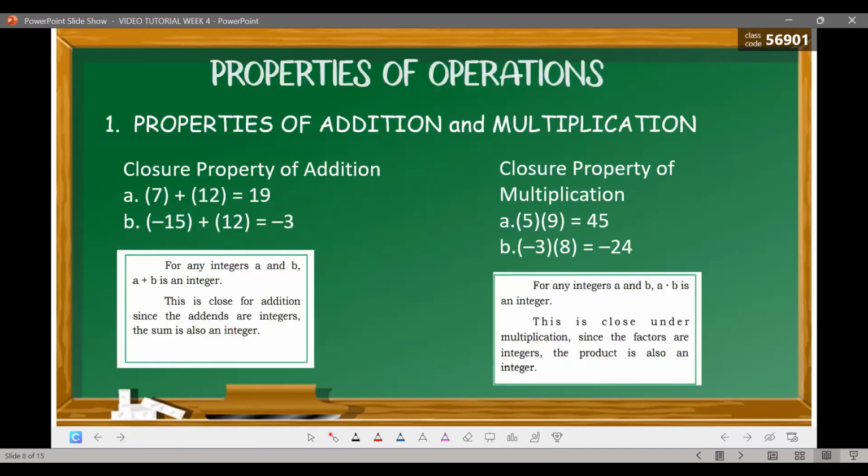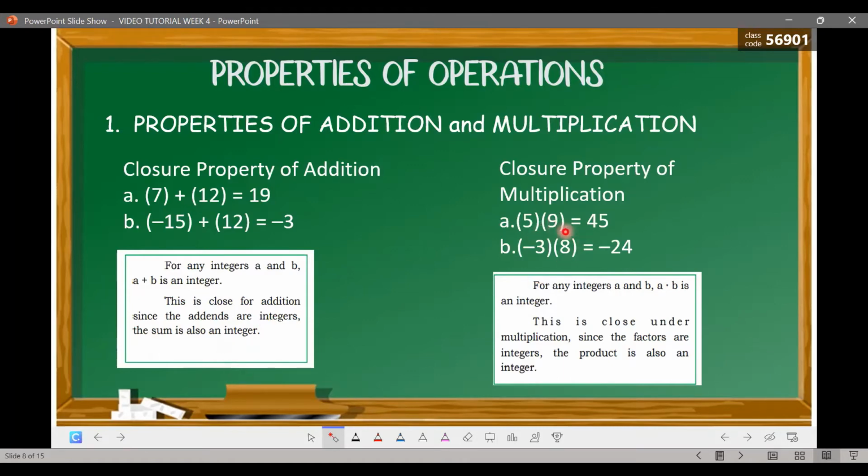Okay, properties of operations. So let's have properties of addition and multiplication. So we have the closure property of addition. Okay, so what does it mean? For any integers a and b, a plus b is an integer. This is closed for addition since the addends are integers. The sum is also an integer. Okay? So, madali lang po ang sinasabi dito sa closure property. Kapag integers yung ina-add natin, yung addends, of course, the answer will be also an integer.